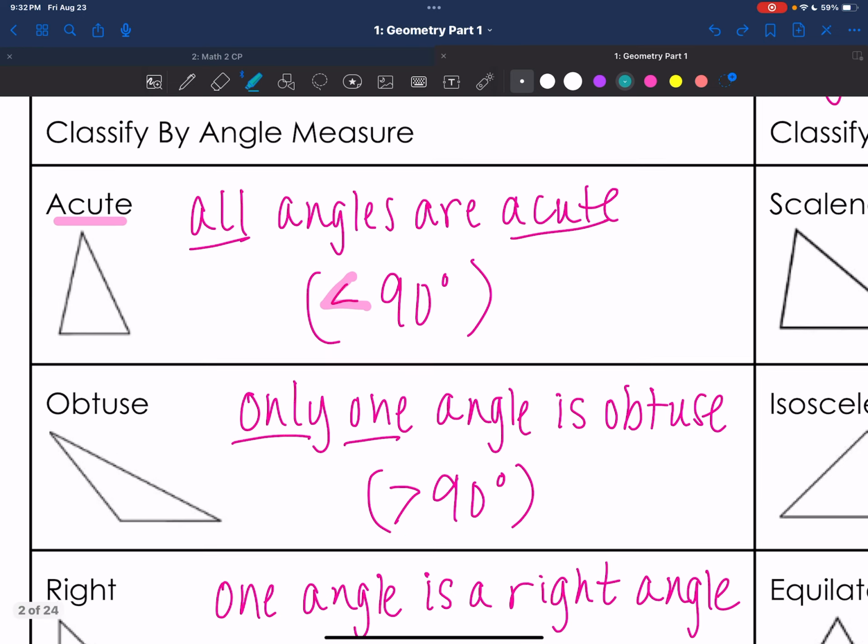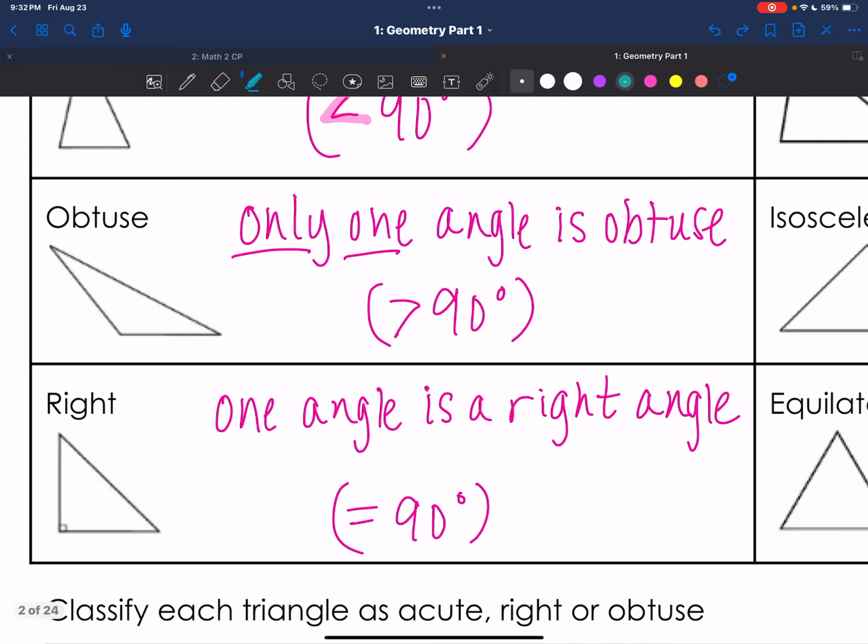The next way to classify a triangle is by calling it an obtuse triangle. In this case, you only have one angle that's obtuse, so that's an angle that is greater than 90. Since you have one angle that's obtuse, the entire triangle is an obtuse triangle. And then you have a right triangle, which means one angle is a right angle, so it has to be equal to 90 degrees.